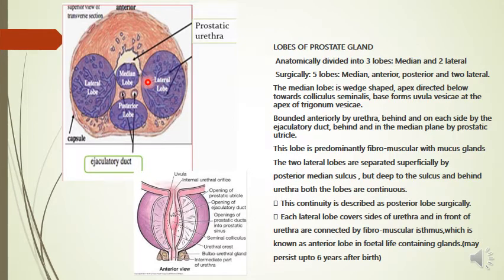And the 2 lateral lobes posteriorly are continuous through the posterior lobe, and anteriorly are continuous by an isthmus which in the fetal life has the glandular tissue, but in the adult life the glandular tissue is lost.